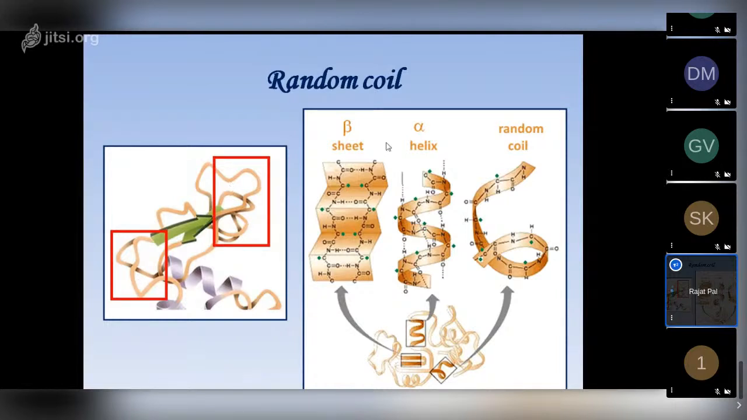In this photograph, I am showing that if this is the protein molecule, then this portion will be the alpha helix, this portion is the beta sheet, and the other portions which are just randomly coiled are known as the random coil. So these three are the major parts of the protein secondary structure.